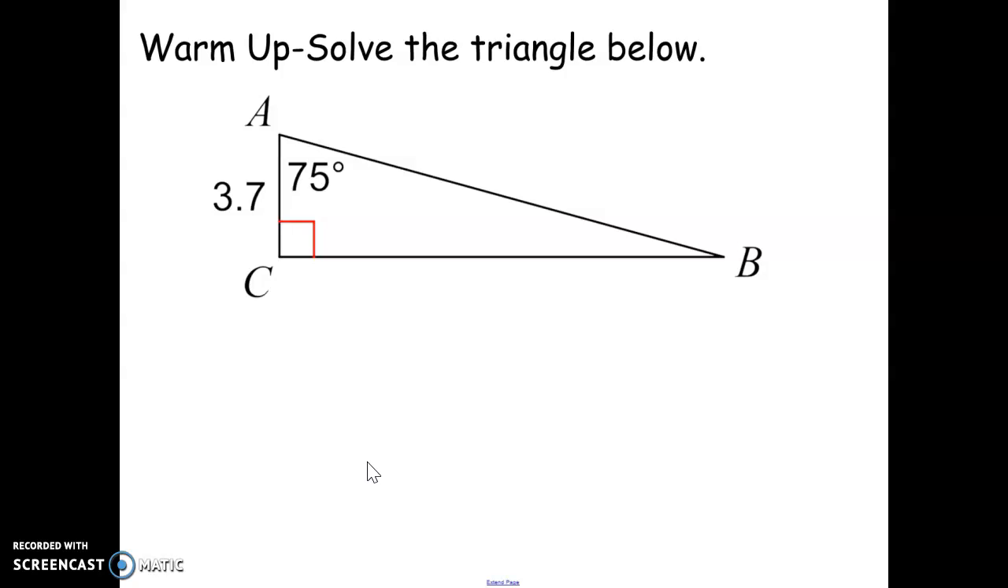But before we do that, I want you to review solving a triangle, meaning finding all missing sides and angles right now. So there's a warm-up on your note packet, also on the screen. I want you to hit pause. I want you to find side a, side b, and side c, and angle B. When you're done, go ahead and hit play, and the answers will be up there.